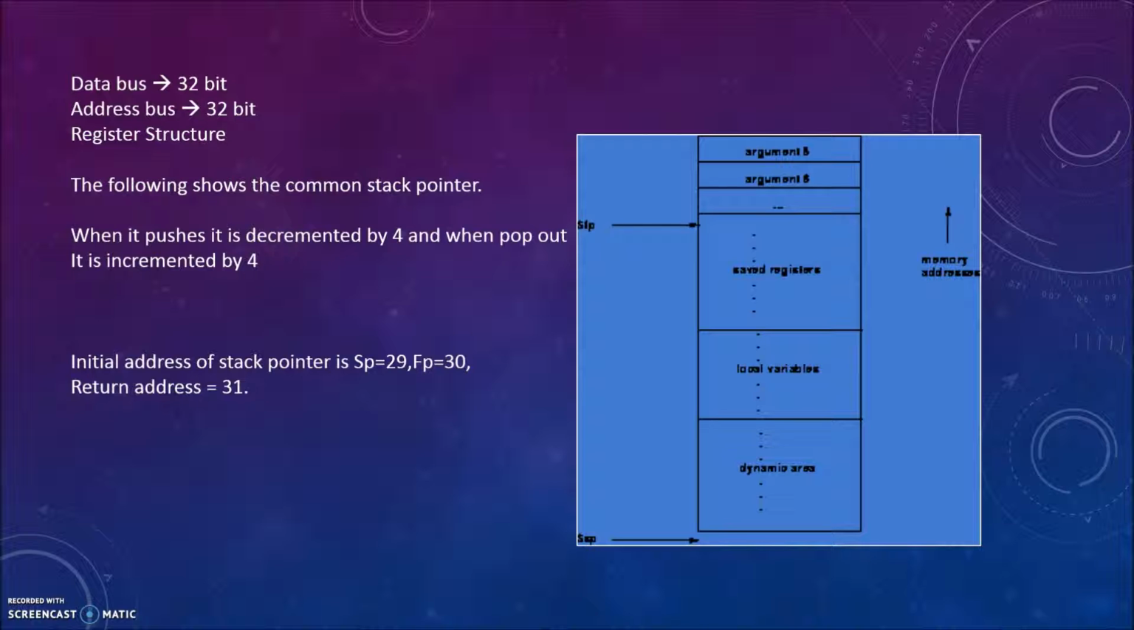So the new address for the next instruction will be the previous address minus 4. Similarly, when popping, the data at the topmost stack pointer is used, and once the data has been used, the pointer is incremented by 4 and it is popped out. On a basic level, the stack pointer is always register 29, the frame pointer is 30, and the return address is kept in 31.